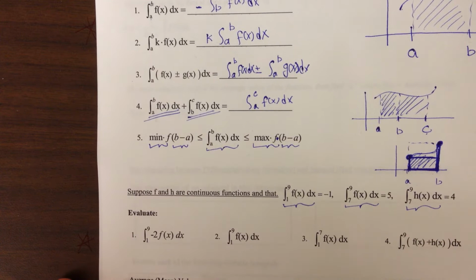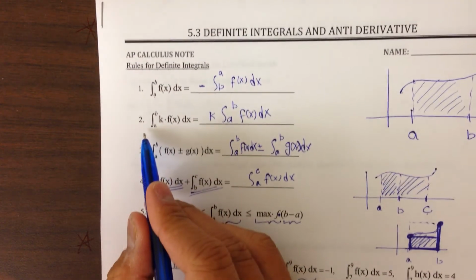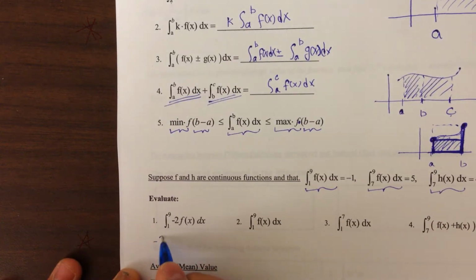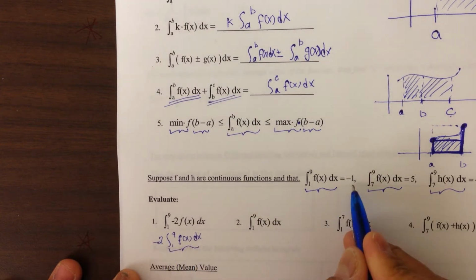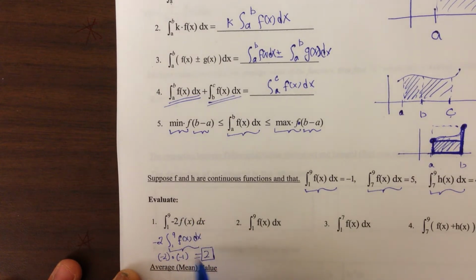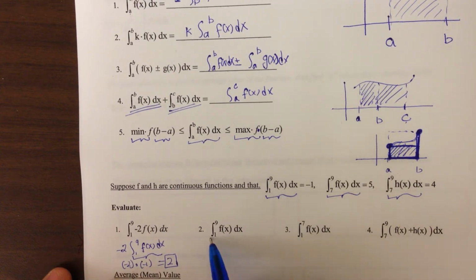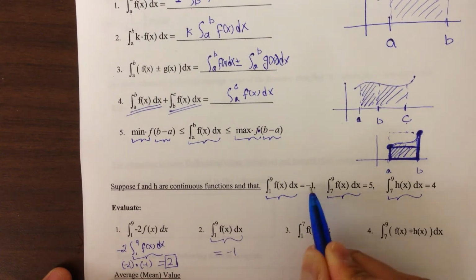Alright, so when we evaluate number 1, we notice that there's a constant in the front, so the first thing I'm going to do is apply the second property to pull out the constant. Then we're given that that's equal to -1, so we take -1 and replace it for that expression, multiply that by -2, and you end up with 2. So that expression is really the same as 2. Now this expression right here from 1 to 9, well, that's just equal to -1, because that's what it says.